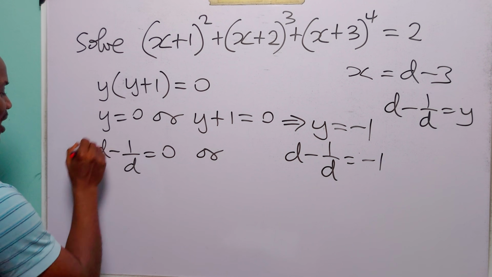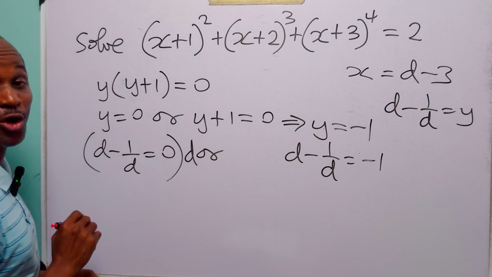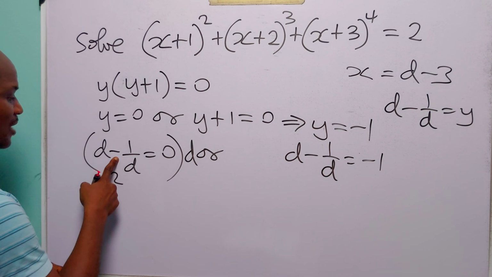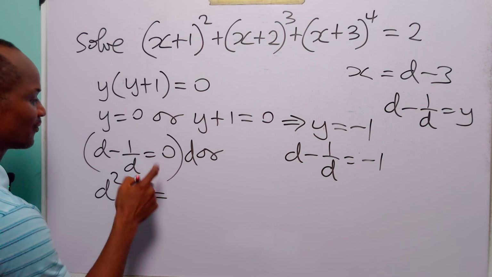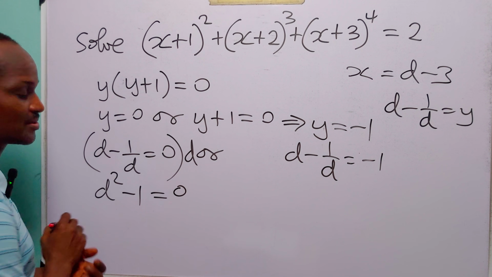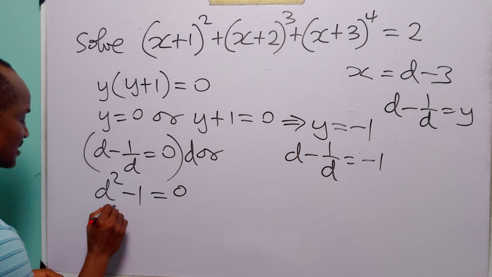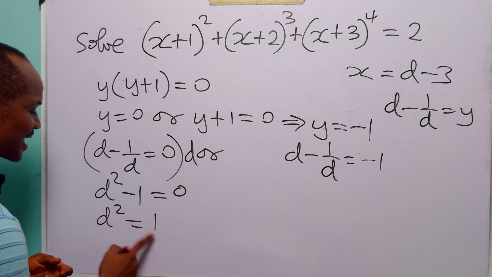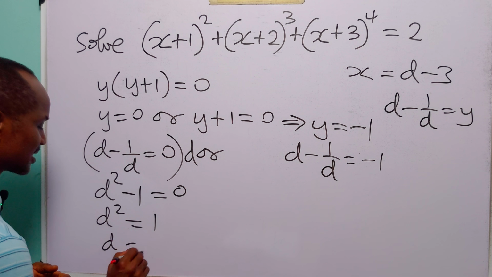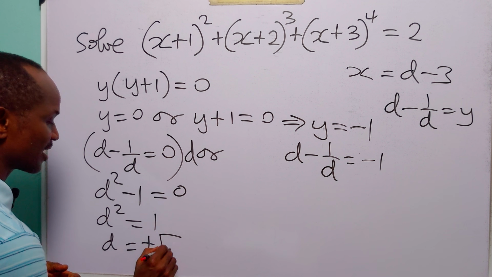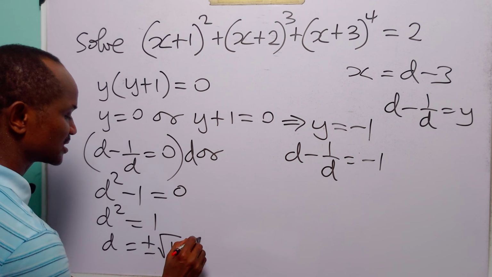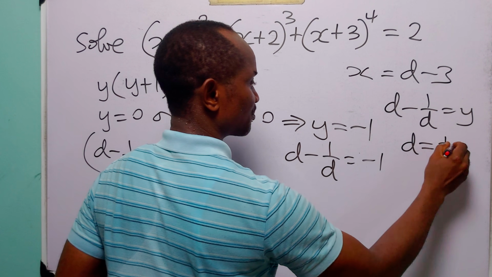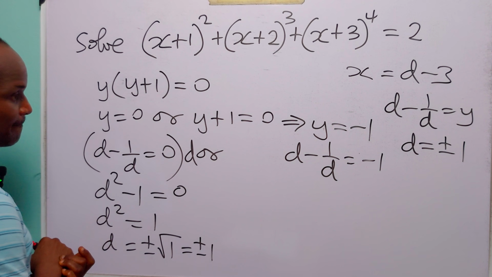Now, to get rid of this fraction, let us multiply through this equation by d. D times d is d squared. Minus 1 over d times d is minus 1. And of course, 0 times d is equal to 0. Now, from here, we have that d squared is equal to 1. And taking square root of both sides of this equation, we have that d is equal to plus or minus the square root of 1, which of course is equal to plus or minus 1. So we have found that d is equal to plus or minus 1.